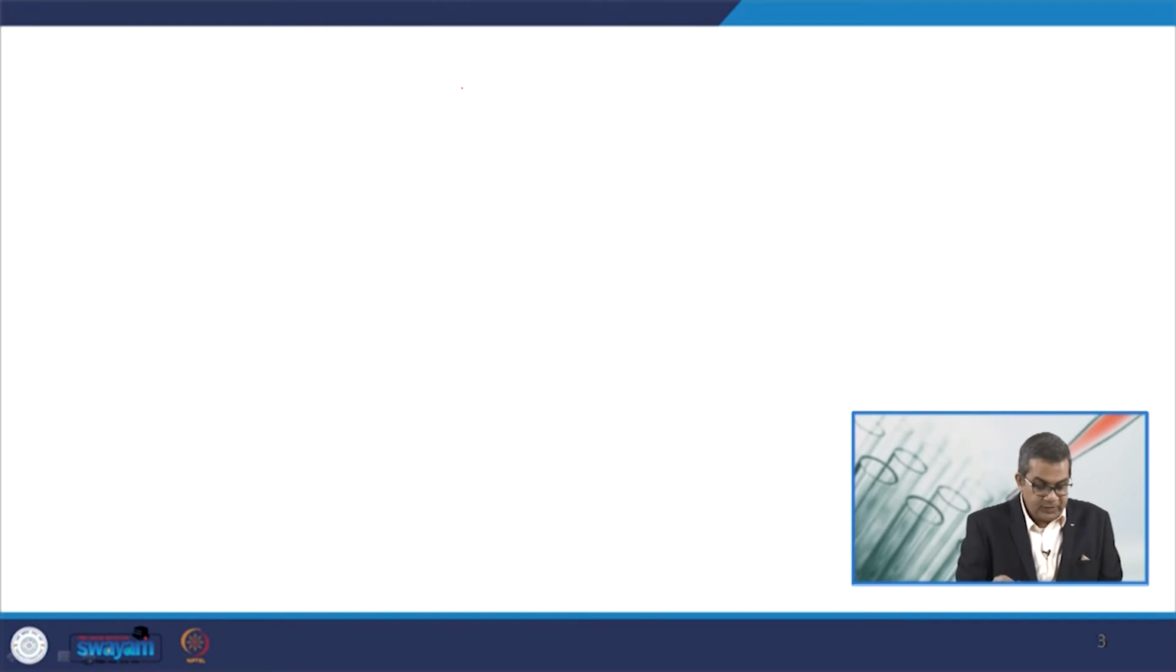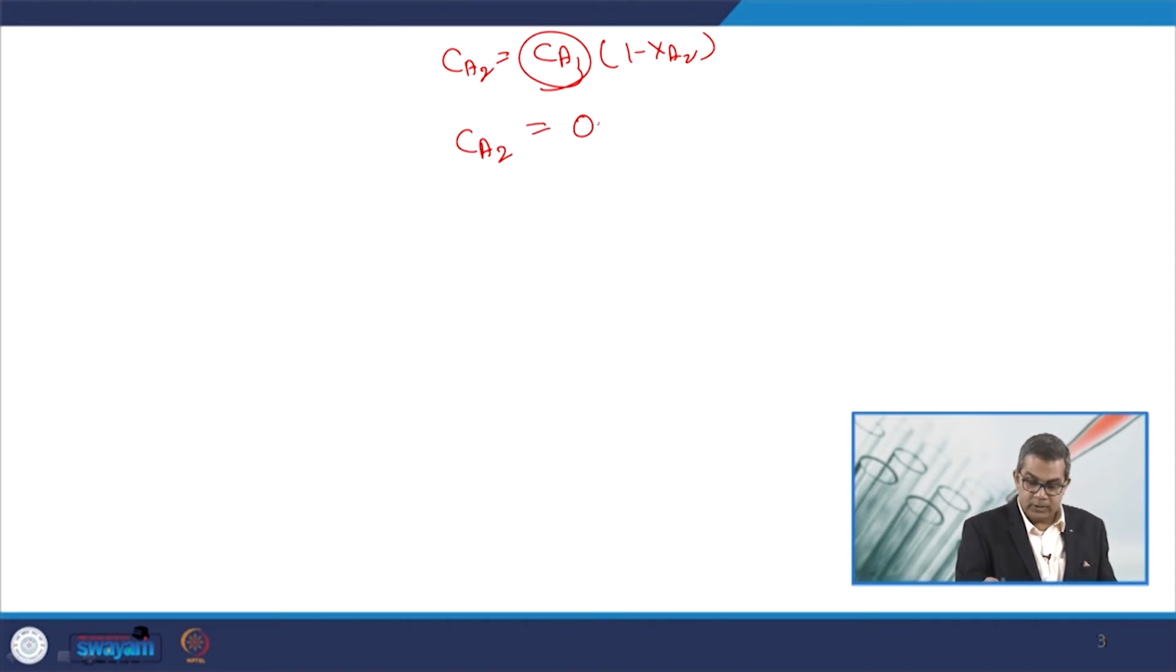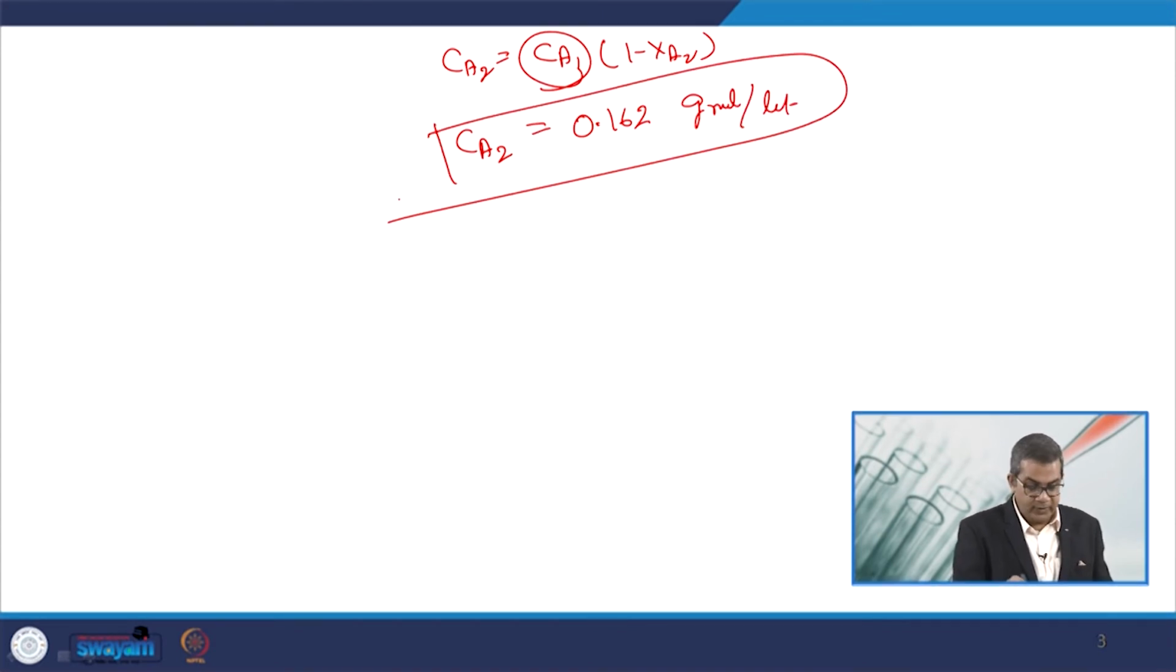So, this Ca2 is equal to Ca1 into 1 minus x2. Remember, here this is the initial concentration for reactor number 2. So, if we put all the values, then we will find that Ca2 comes out to be 0.162 gram mole per liter, because every other thing is given in this juncture.